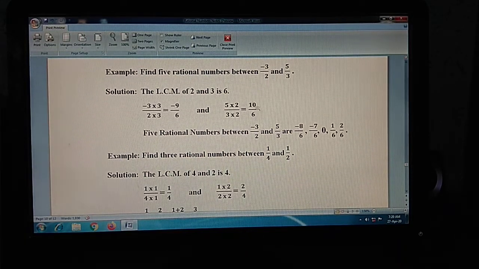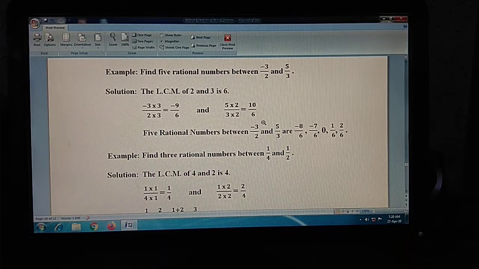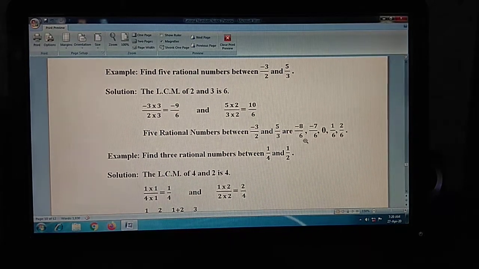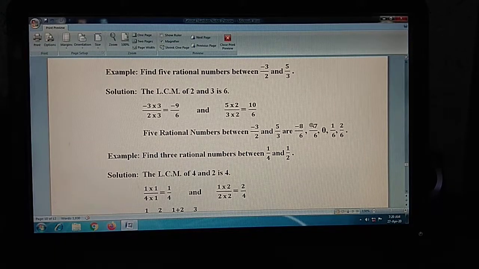Don't write these two numbers because these two numbers are at the extreme positions. You have to write the numbers in between those numbers. Hence the word is given between. So minus 8 by 6, it lies between this. Minus 7 by 6, it lies between this. 0, it lies. 1 by 6, also it lies. 2 by 6, it lies.